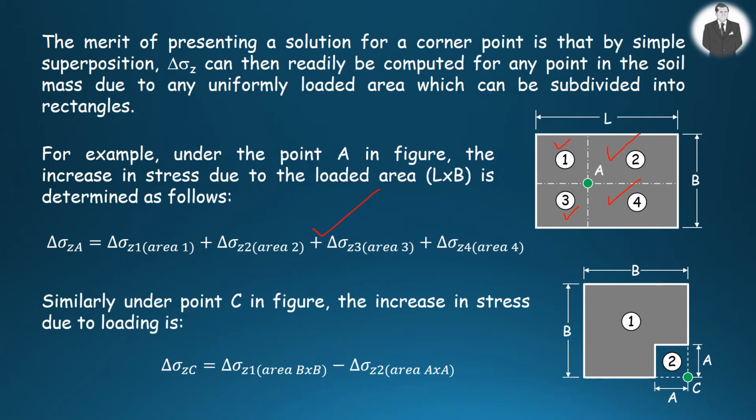Similarly, under point C in the figure, the stress increase due to loading can be obtained by determining the stress increase beneath the corner of the uniformly loaded big square area, which is B times B, and subtracting from it the stress increase beneath the corner of the uniformly loaded small square area at point C.